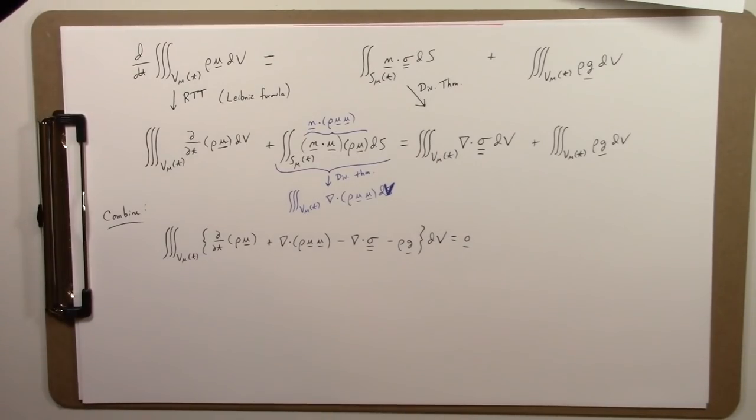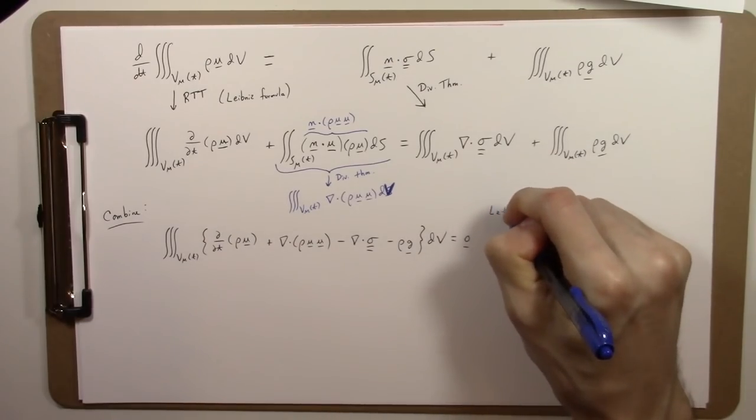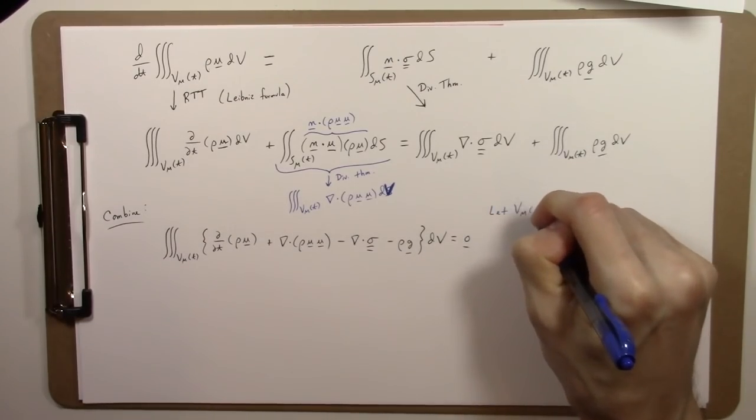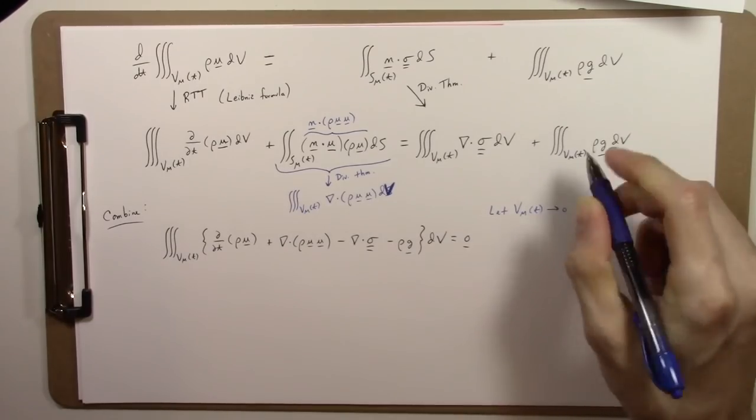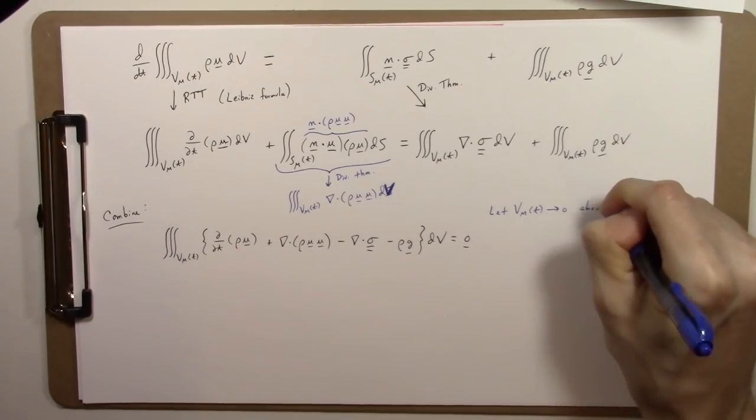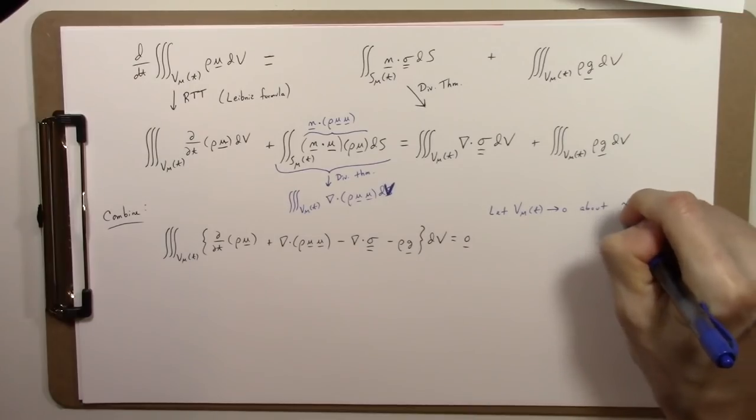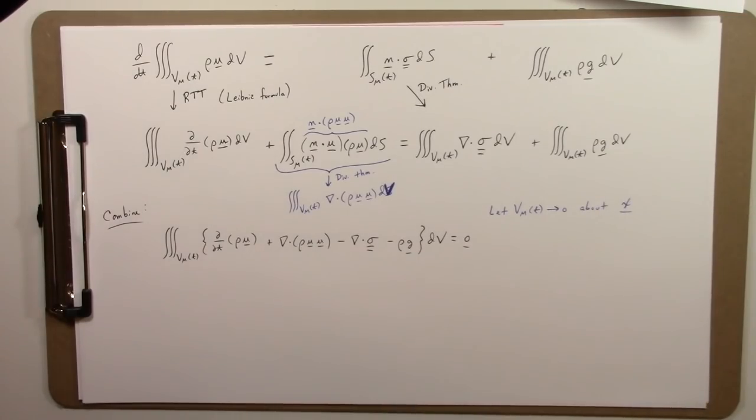And now we just apply the procedure that I mentioned previously. We let Vm of t go to 0 about an arbitrary point x within the fluid domain.